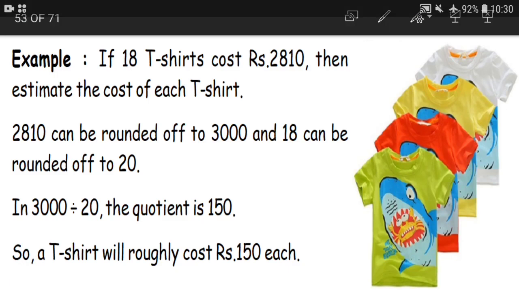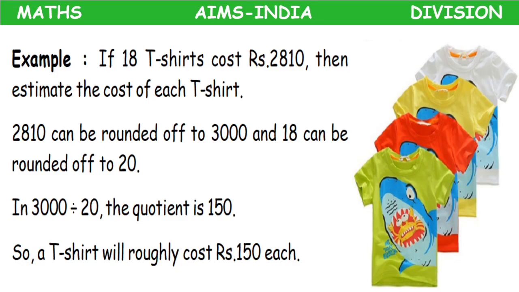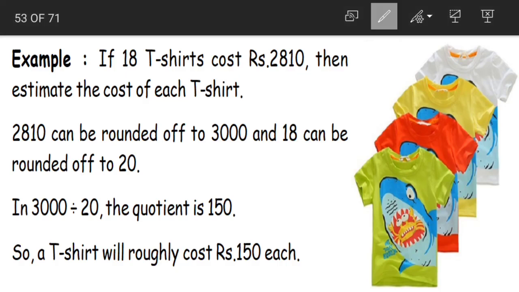Now coming to a second example. If 18 t-shirts cost 2,810 rupees, then estimate the cost of each shirt. They're just asking us to estimate. If they ask us to find out the cost of each t-shirt, then we would have directly divided these two numbers. But here they are asking us to find out just the estimated cost. So what we'll do is round off the numbers again.